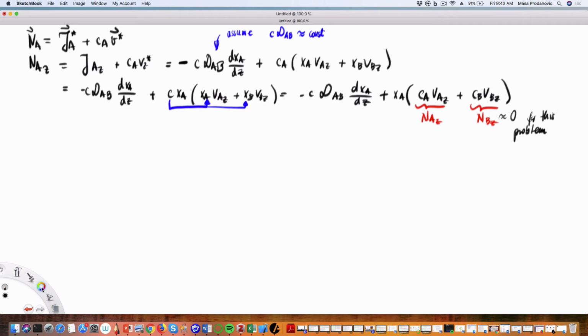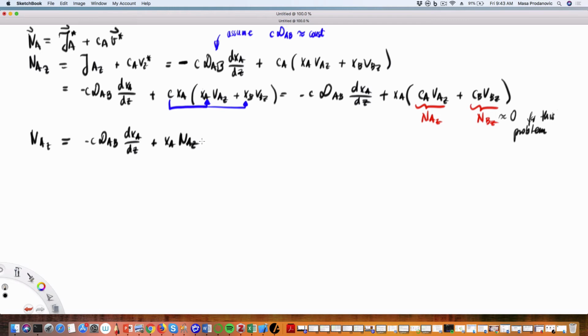So ultimately, what this becomes is NAZ is minus C DAB dXA/dZ plus XA NAZ. And this is good because I can express NAZ in terms of XA and then plug that into the equation that we have dNAZ/dZ is equal to 0, and then solve for XA, which is what I want. So this whole exercise is getting XA somehow in this business of NAZ, right?